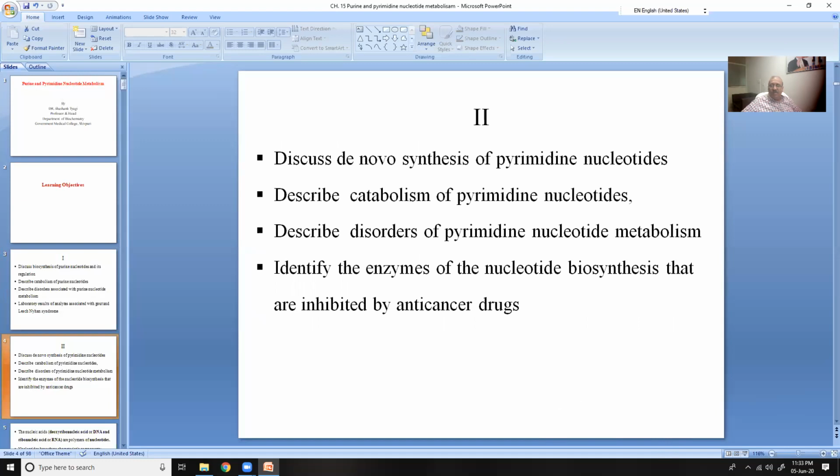Discuss de novo synthesis of pyrimidine nucleotides. Describe catabolism of pyrimidine nucleotides. Describe disorders of pyrimidine nucleotide metabolism and identify the enzymes of nucleotide biosynthesis that are inhibited by anti-cancer drugs. These are the objectives, what you will be learning at the end of this lecture.